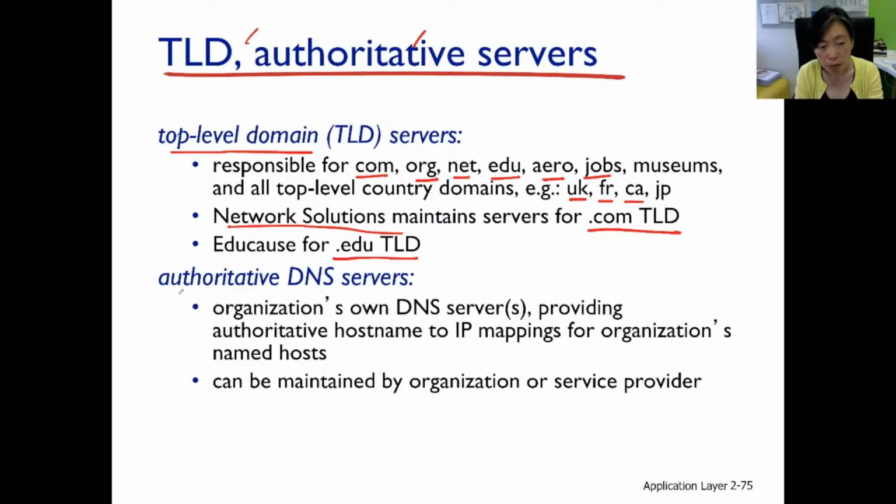At the third level, we have these authoritative DNS servers, right? So it maintains the IP host mappings. And it could be maintained by the organization itself or by a service provider if the organization is somewhat small and there are not many entries. Right?